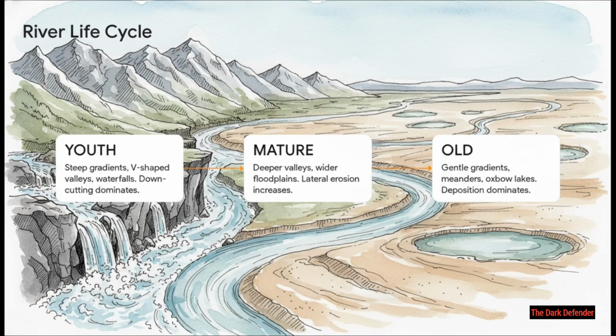Then, as it enters its mature stage, its energy shifts. It starts eroding side to side, making its valley wider. And finally, in its old age, the river gets slow and lazy. Its main job becomes deposition, dropping sediment. Over a very, very long time, this can wear the landscape down to an almost flat plain called a peneplain.